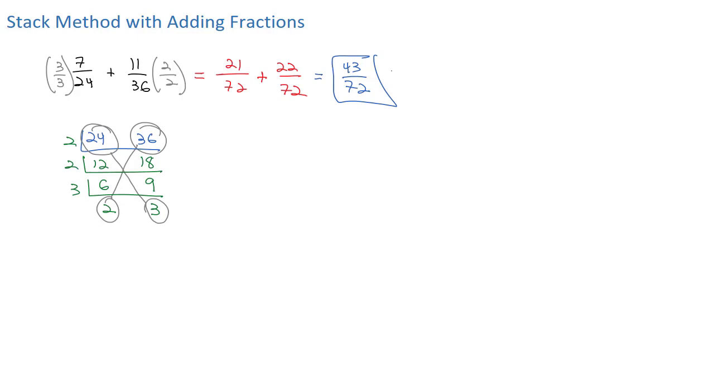So just a little tip with the stack method and adding fractions is sometimes it makes it very easy to get the common denominator because the stack method tells you exactly what to multiply by, taking that denominator and multiplying it by the number that's diagonal from it in the stack.